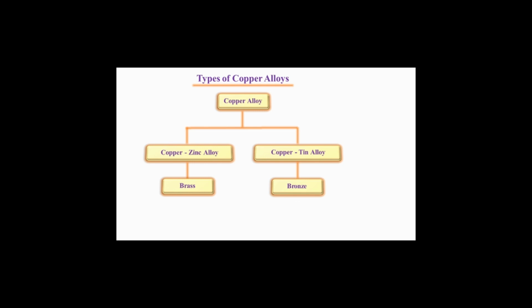So guys, so many people and so many students are confused about what the copper zinc alloy and copper tin alloy are. Okay, so I think this content is beneficial for you to identify. If you mix the zinc with the copper, then you will get the brass.